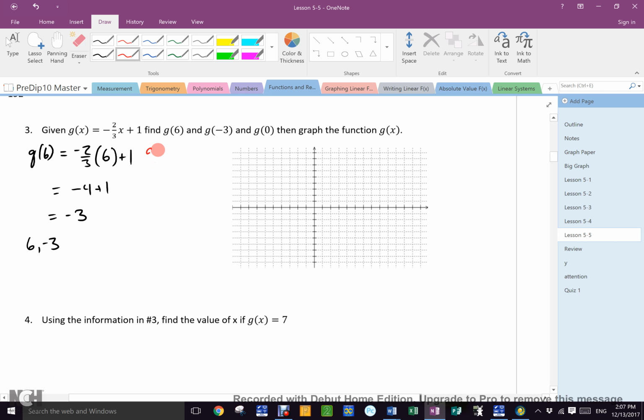Excellent. What is the g of negative 3? Negative 2 times negative 3, so it's positive 2. And then plus 1. So positive 3. What's the ordered pair? Negative 3, 3. And finally, what is the g of 0? 1.